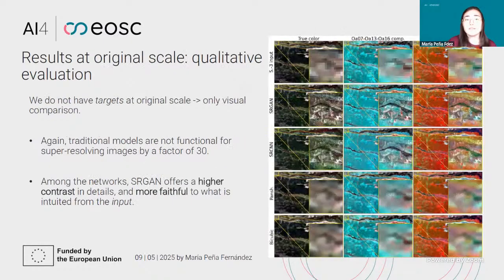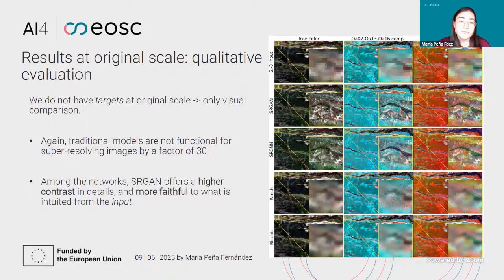At original scale, we could only do a qualitative evaluation, but not a quantitative one because we didn't have the targets. In the image, you can see the same configuration as before, and we can clearly conclude that the traditional algorithms are not functional for this task of super resolving images by a factor of 30.